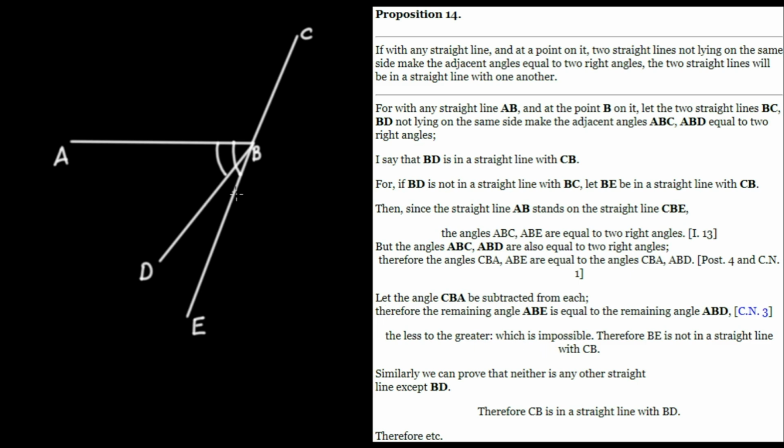So what is he saying? Notice ABE is equal to ABD, but ABD is a part of ABE, and if it's a part of it, it can't be equal to it. Therefore, this BE that we drew in here is not in the straight line with CB. And he continues, similarly, we can prove that neither is any other straight line except BD. Therefore, CB is in a straight line with BD.